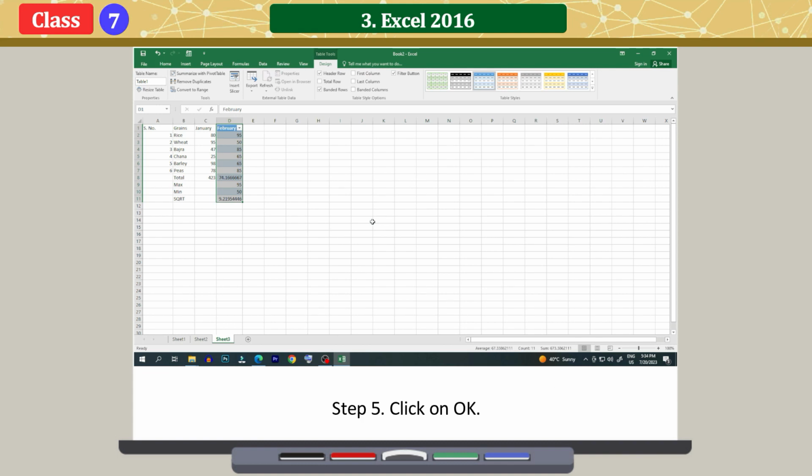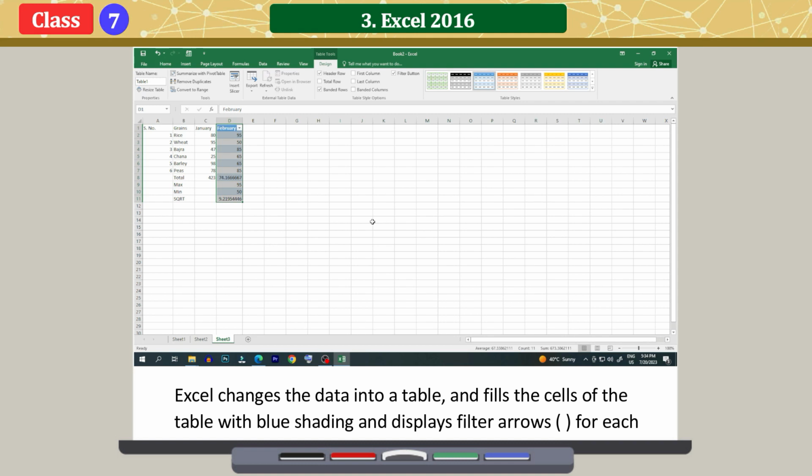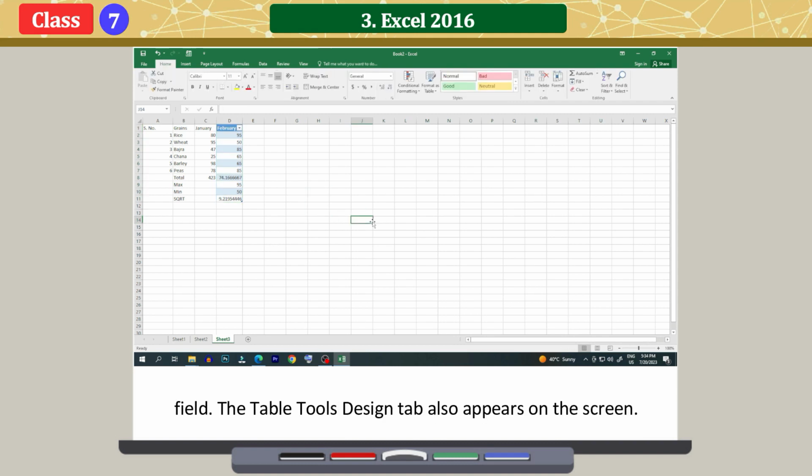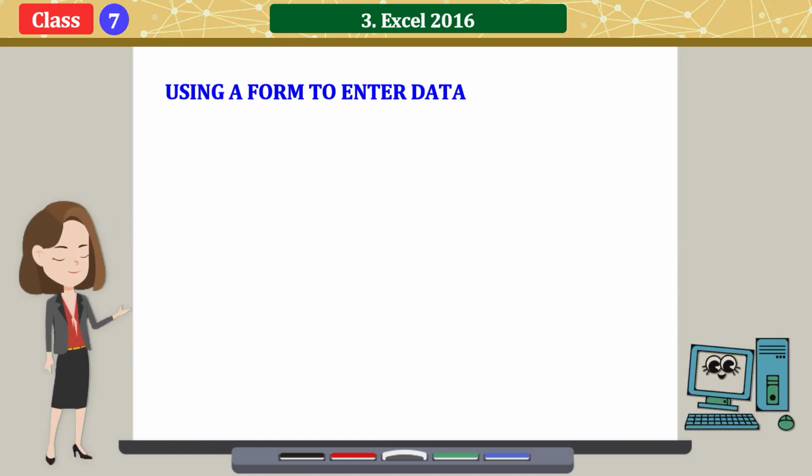Click on OK. Excel changes the data into a table and fills the cells of the table with blue shading and displays filter arrows for each field. The Table Tools Design tab also appears on the screen. Using a form to enter data.